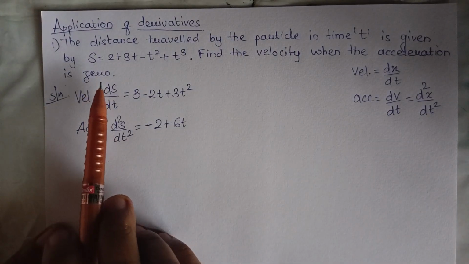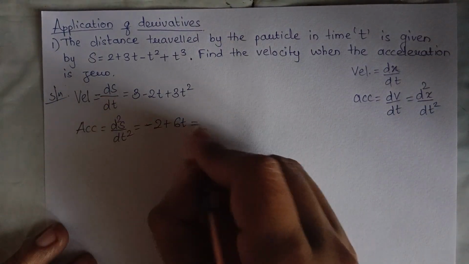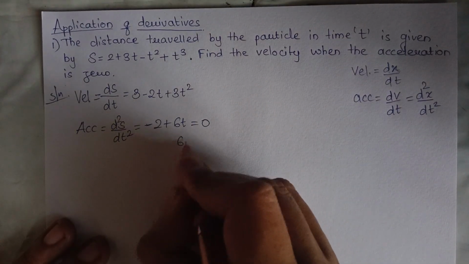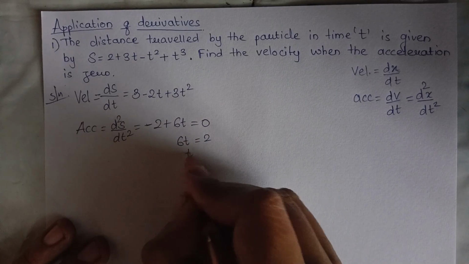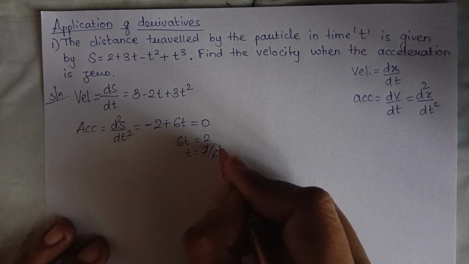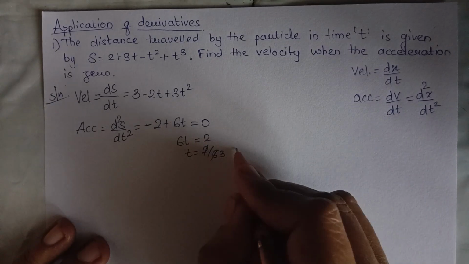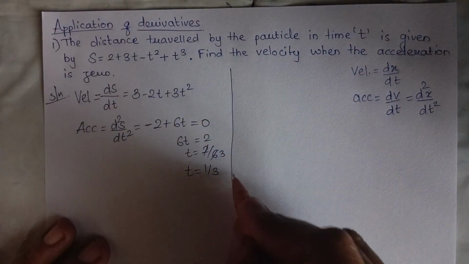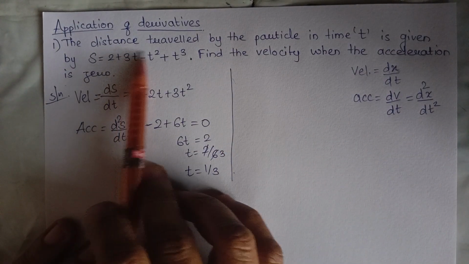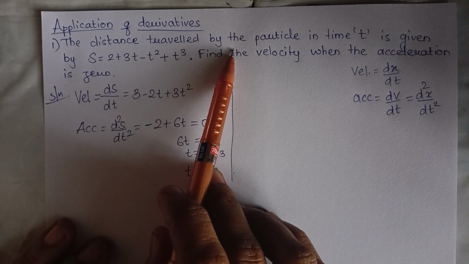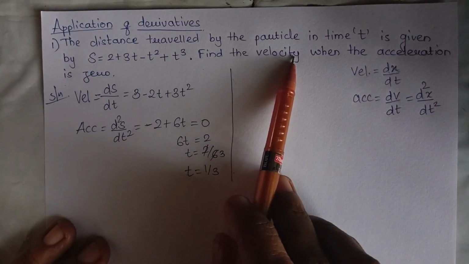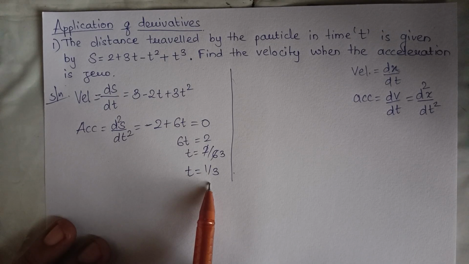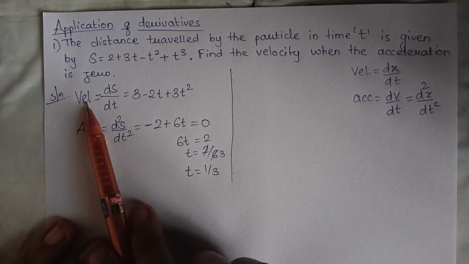Here it is given that the acceleration is 0. If it is 0, then we can find the value of t. So t is 1 by 3. They have asked to find the velocity when the acceleration is 0. When the acceleration is 0, our t is 1 by 3, so that we have to put in the velocity.